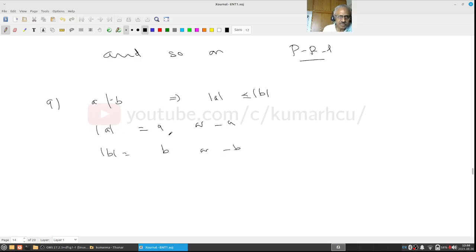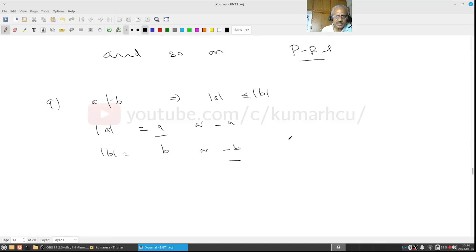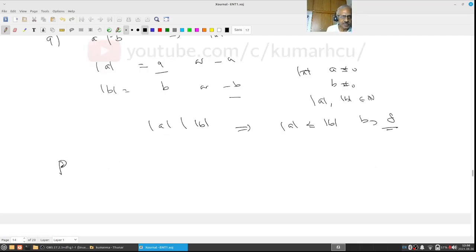Suppose mod A is A, mod B is minus B, then A divides minus B, it follows. And similarly all other cases, okay? Just make sure you understand this. Now I am saying A is non-zero and B is non-zero. Therefore, mod A, mod B are natural numbers. And therefore, mod A divides mod B. This implies, by 8, mod A is less than or equal to mod B. You understand that?